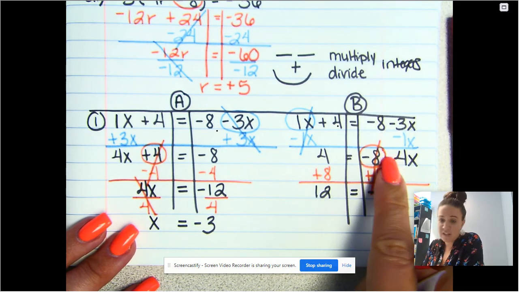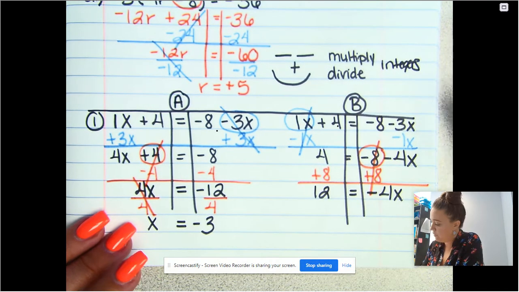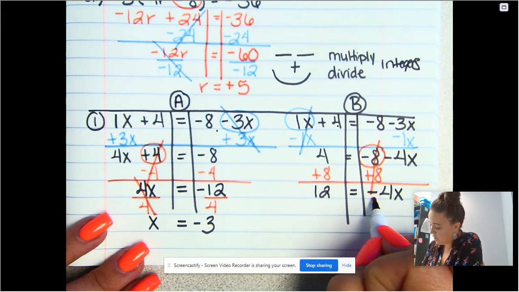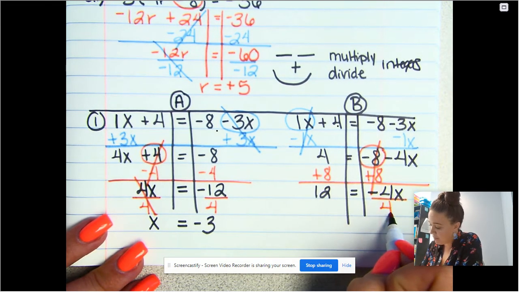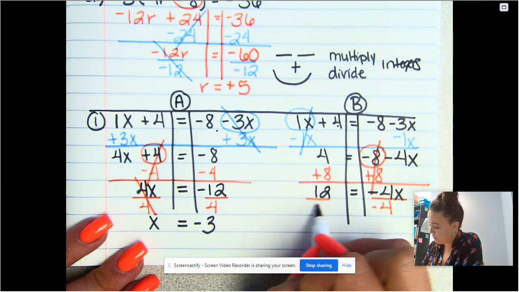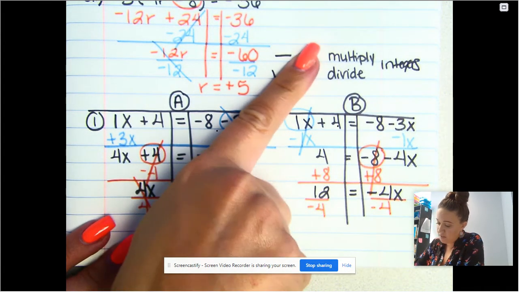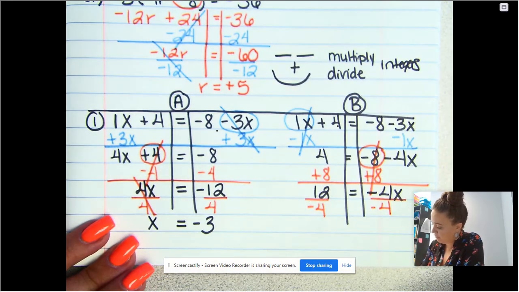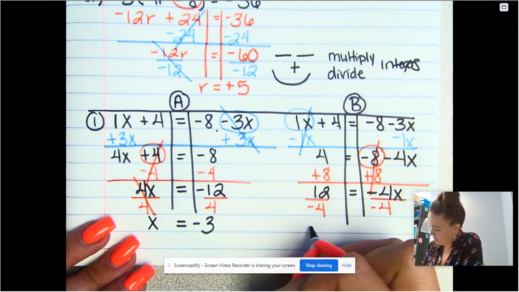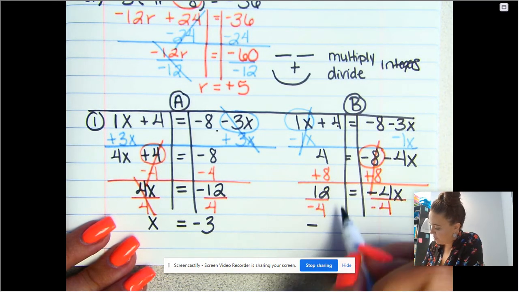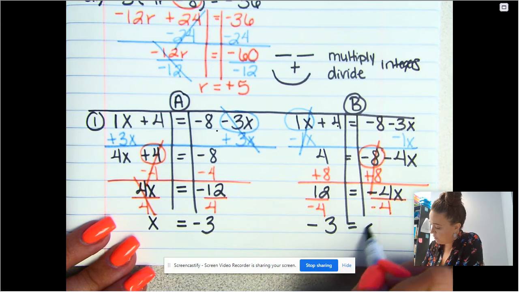Don't forget about this negative sign and the subtraction sign hanging out. And my final step is to undo, inverse, do the opposite of multiplication. So we're going to divide by negative 4. Positive divided by a negative leaves me with a negative number. And 12 divided by 4 is 3. So that is equal to x.